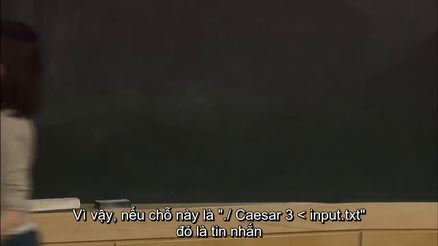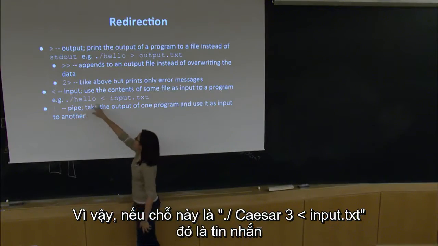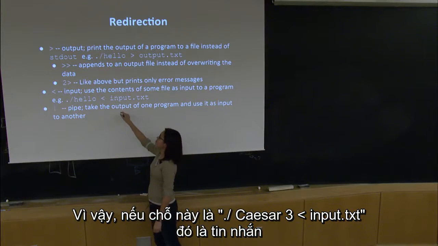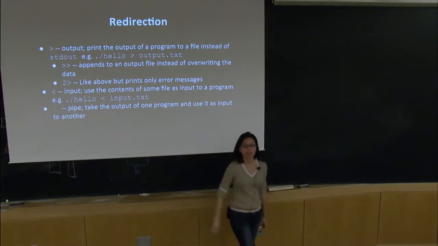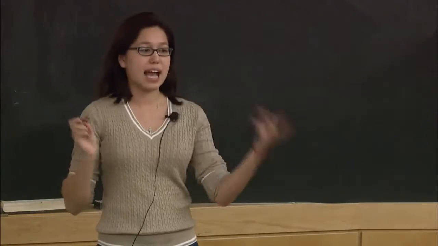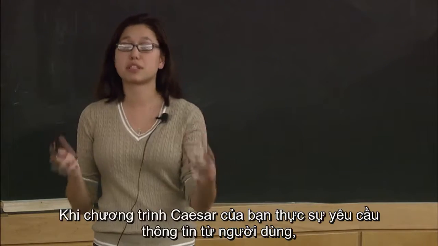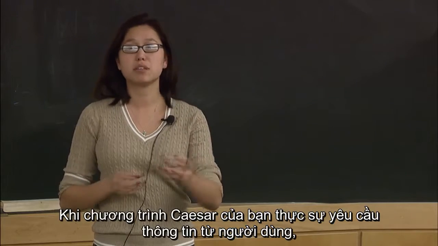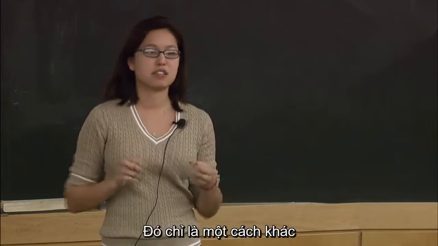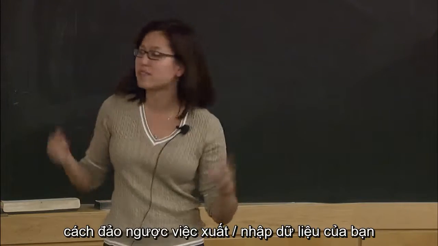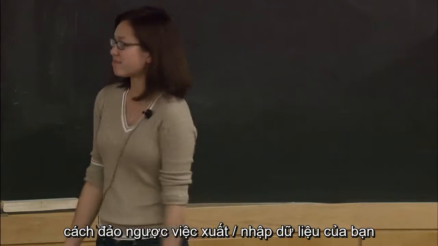So if this were like ./caesar3 less than arrow input text, which is your message, that would run just fine. When your Caesar program actually asked for input from the user, it would already have it because you've piped in this file. It's just another way, a reverse of output, just input for your data.